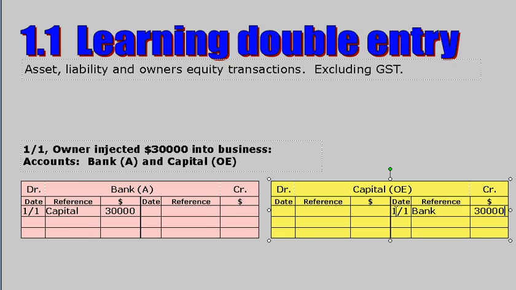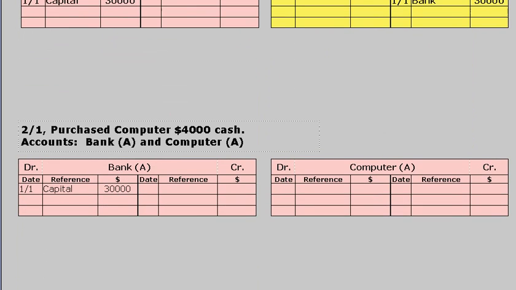We have just recorded a transaction into the ledger accounts. Notice that the bank account was a debit to show an increase, and the capital account was a credit to show an increase. Notice that the value of the debit, $30,000, equals the value of the credit, $30,000. You have to include the date, and in the reference column you include the name of the other ledger account which is affected by this transaction. In these examples we're going to exclude GST.